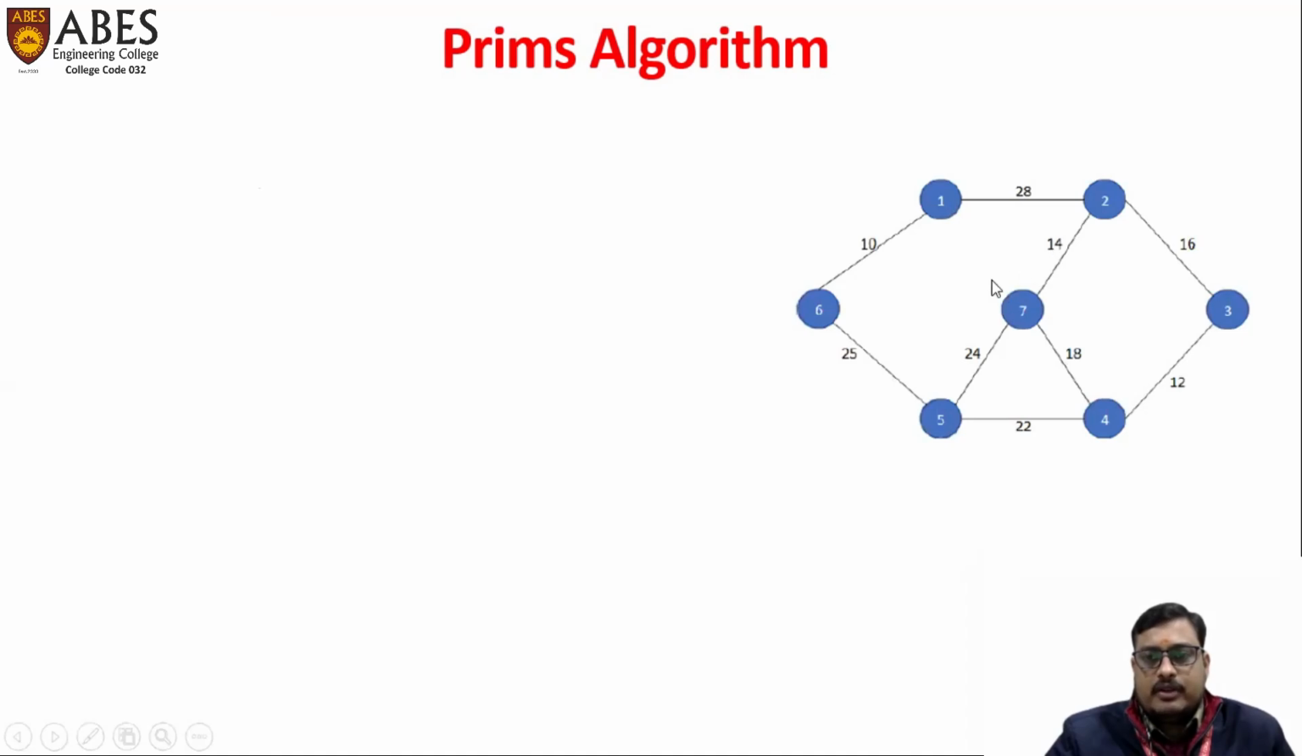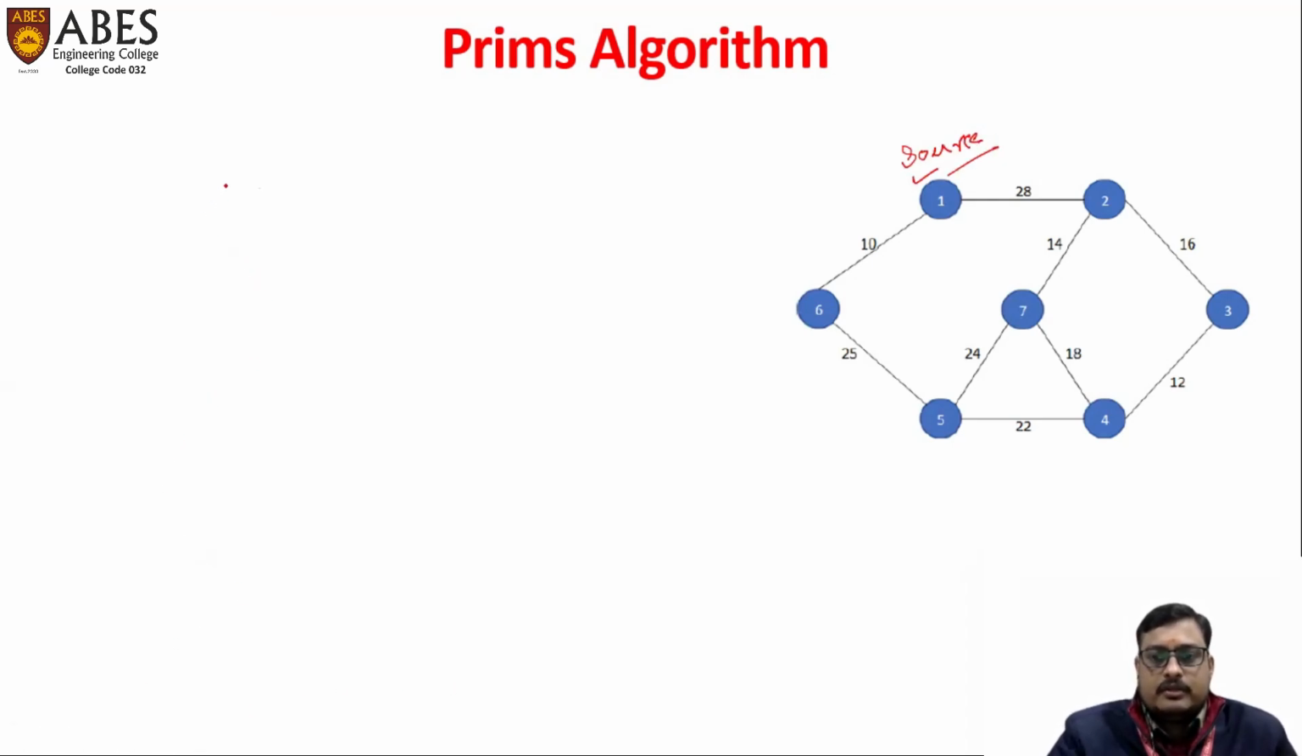Suppose this is the graph given to us and we want to find out the minimum cost spanning tree of this graph. We can take any vertex as the starting point. Let us take 1 as the starting point for this graph. So we are starting from this. So this is the source. Now this is the source vertex for us.